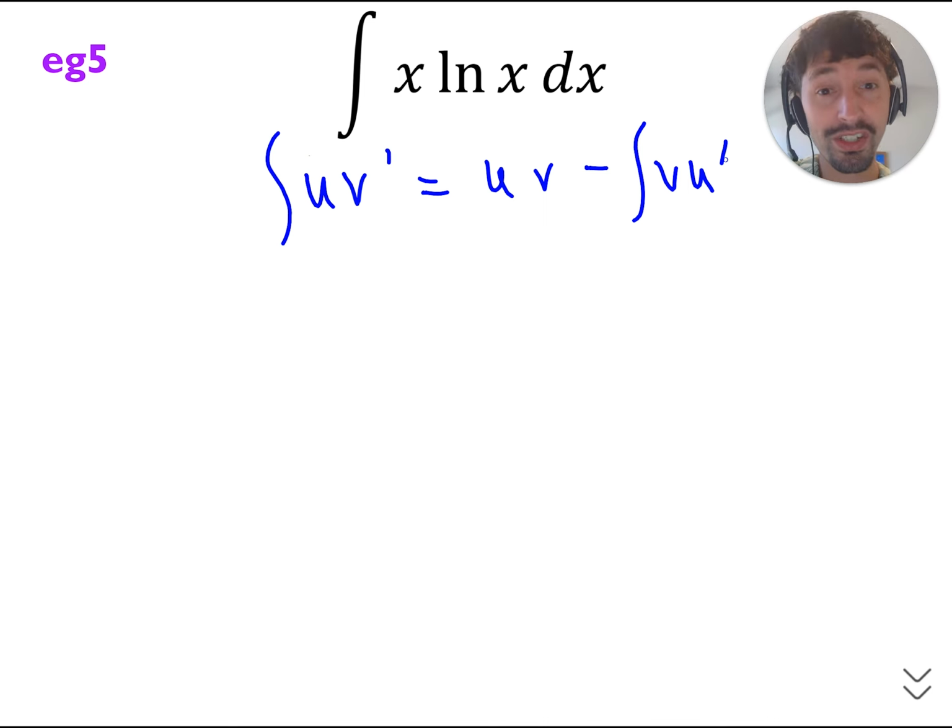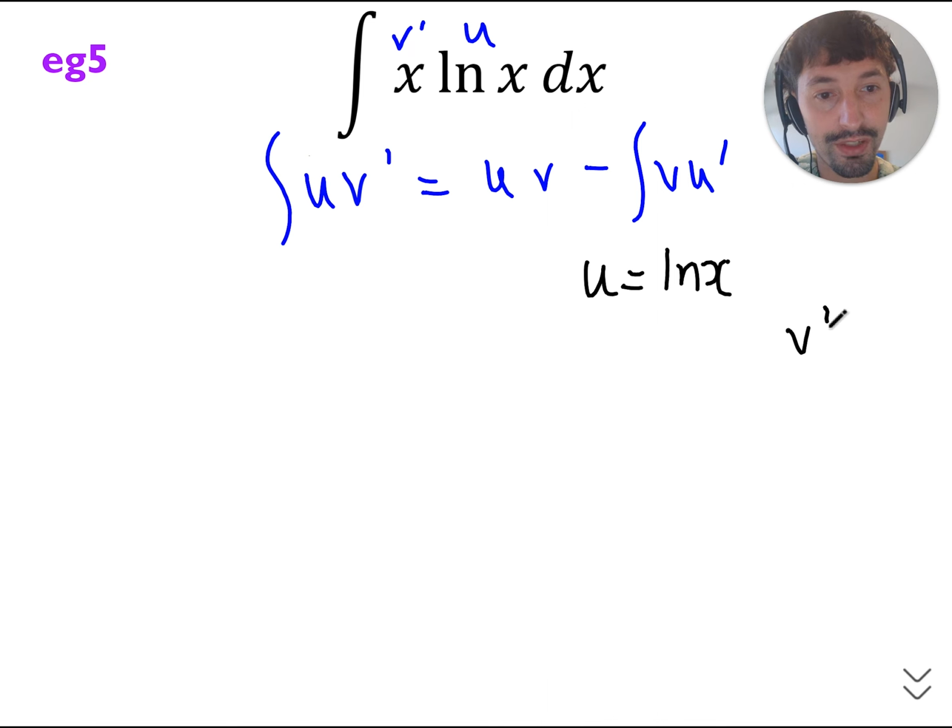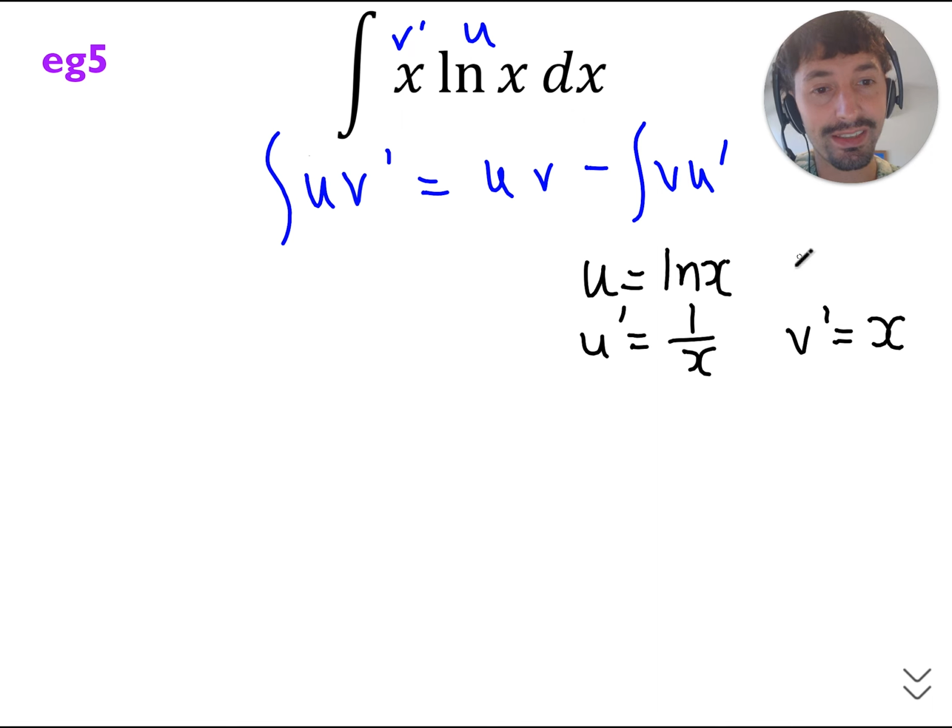I'm going to tell you that actually what we need to do is take our u to be the natural log of x, and our v dash will be the x. So let's work it through and you'll see why that's the way round that we want to have it. If we differentiate the natural log of x, we get 1 over x. And if we integrate x, we get x squared over 2. Add 1 to the power, divide by the 2.